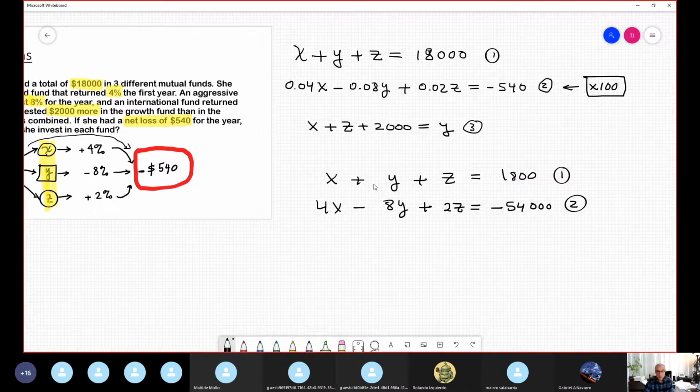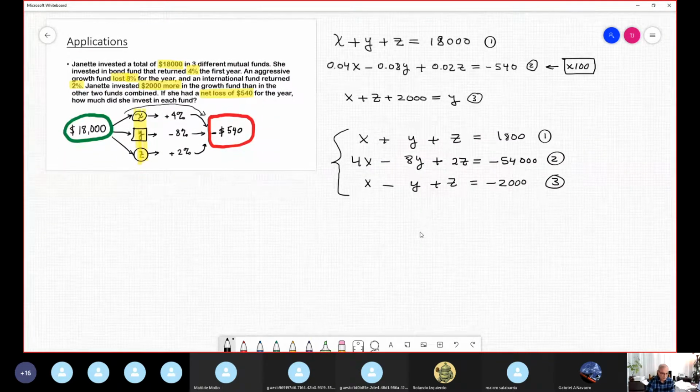Okay, and my equation 3 is easy. I put x in the first place. I move y to the other side. This is minus y plus z stay here in the left. And negative 2,000 I move to the right hand side like a minus 2,000. And this is my third equation, and this is the system in which you can apply algebra.